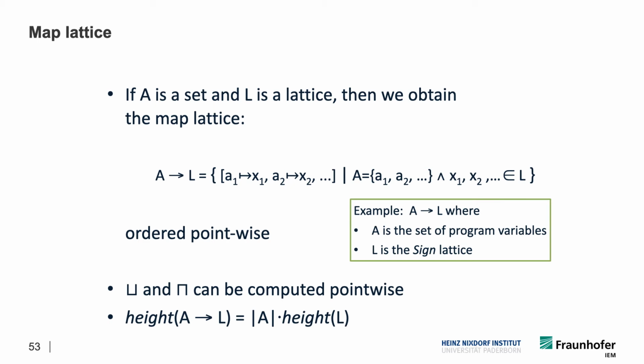As an example, you can think of such a map lattice here where A is the set of program variables and L is the sign lattice, for instance, right? We already saw this earlier.